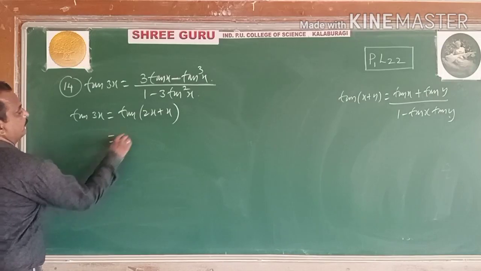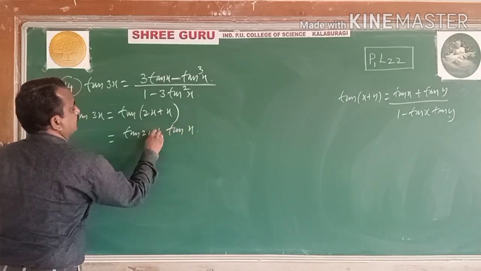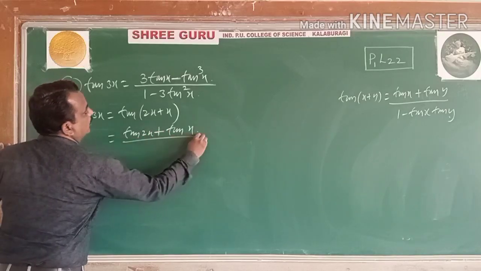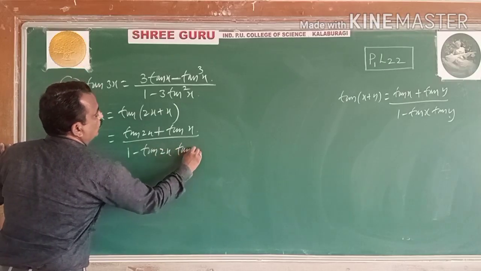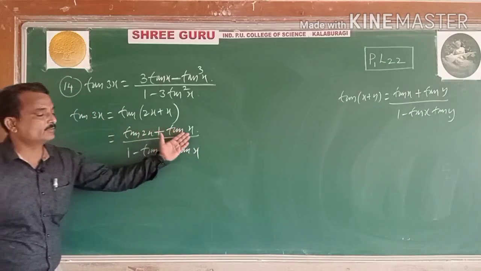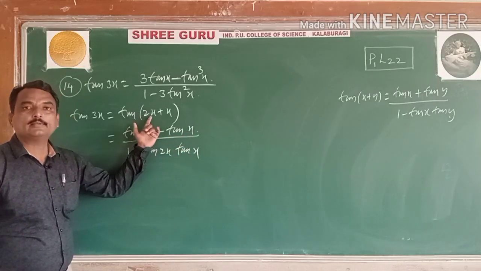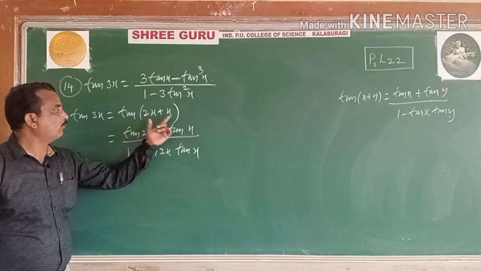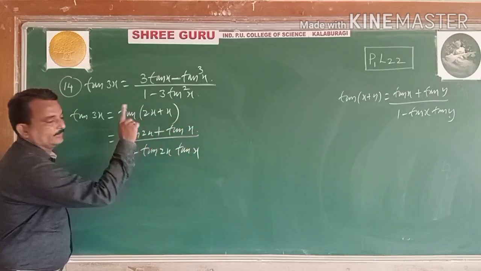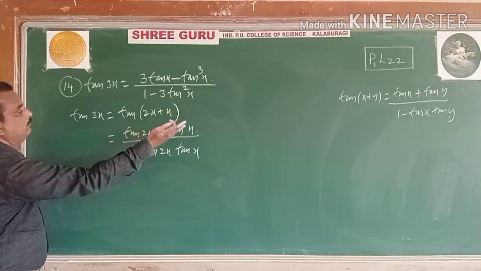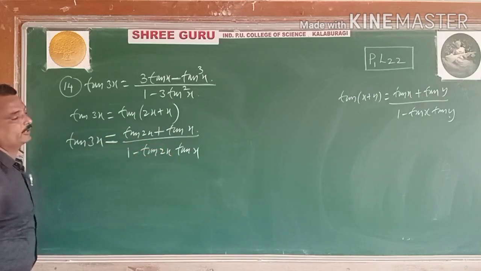Expanding using this, tan 2x plus tan x divided by 1 minus tan 2x into tan x, with tan x plus tan y divided by 1 minus tan x into tan y. Here x as 2x, y as x. It is according to the tan of x plus y sum formula that we have expanded here.